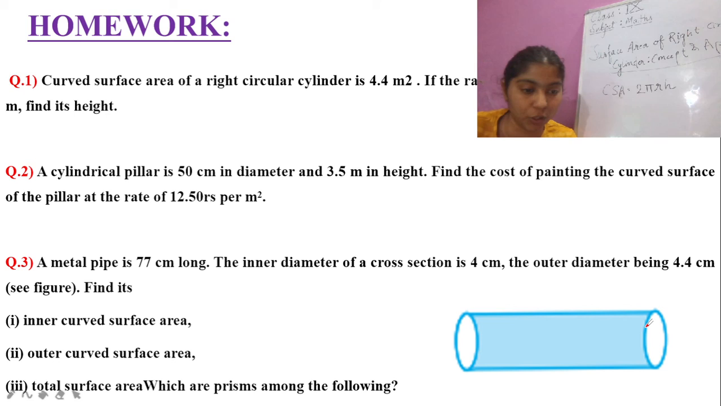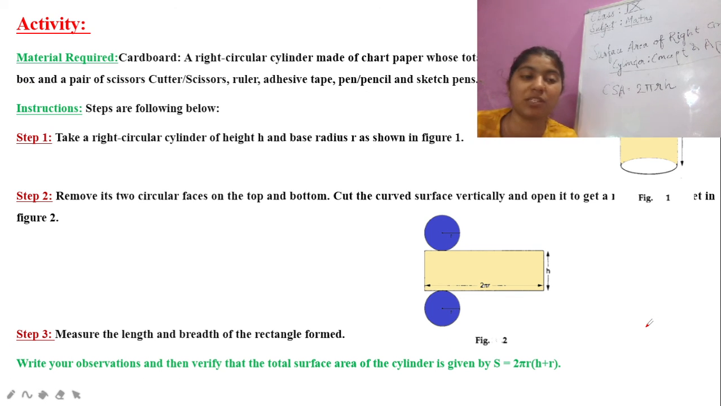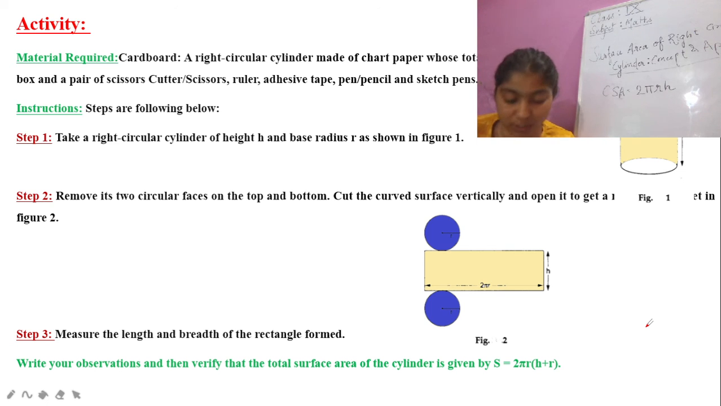Okay, so these are the 3 homework questions I've given you. Read the statement for each, and for the third question I have attached one figure, so please read it carefully, then calculate it. Okay. And students, this is an activity. Firstly, some materials are required, and these materials are easily available at your home. Okay. And 3 steps of instructions along with figures are also given on how you have to do it. At the end, you have to write down your observations and then verify that the total surface area of a cylinder is S equal to 2 pi r times h plus r. Okay. So this is an activity, you have to do it.